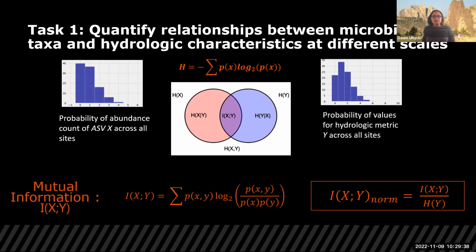Because we wanted to be able to compare the amount of mutual information across flow metrics, we needed to normalize the raw mutual information scores, because they represent the reduction in various values of entropy for each of the different metrics. So we normalized the mutual information by the entropy of the flow metric, which is in the box here, and results in units of bits per bit, which is also the percent reduction in uncertainty.